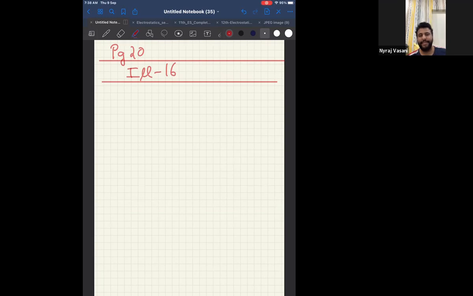Illustration 17. Start. I want you to look at the illustrations as problems. See the problem. Don't look at the answer first. Try to get the answer first, and then if you're stuck, look at the answer. Okay. Start. Illustration 17.